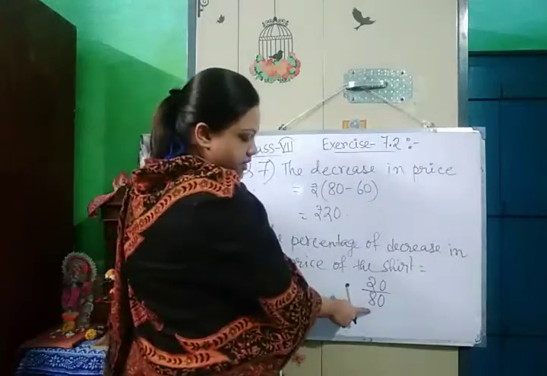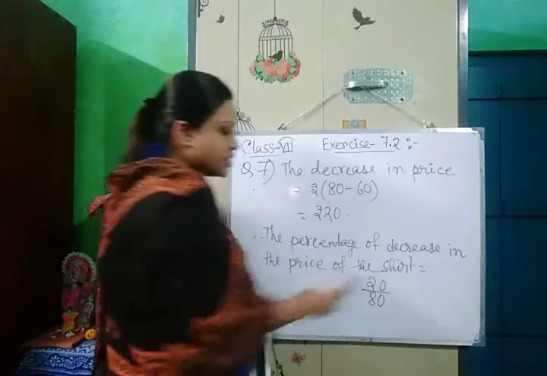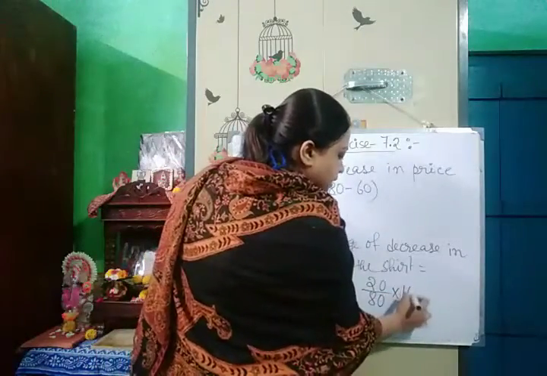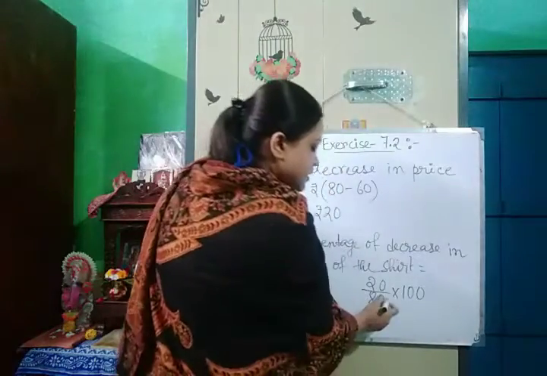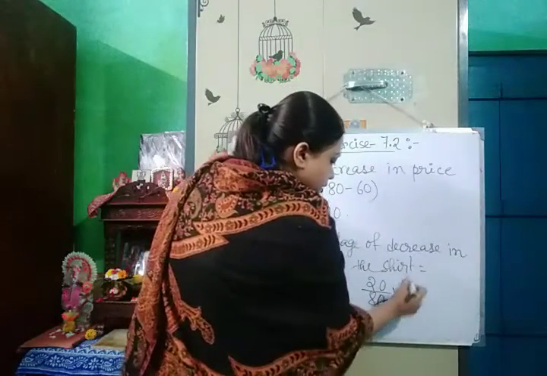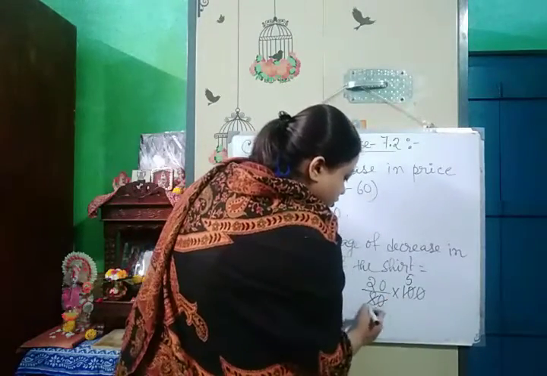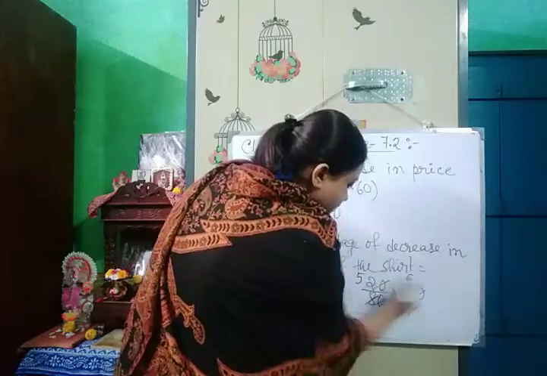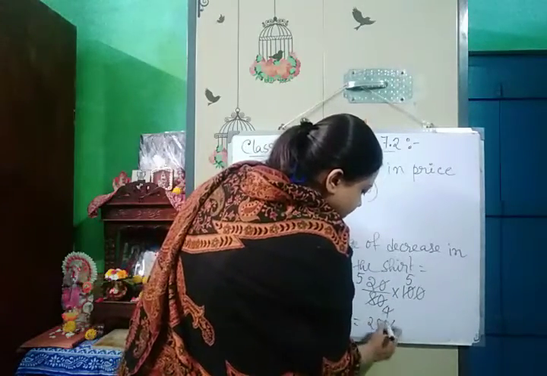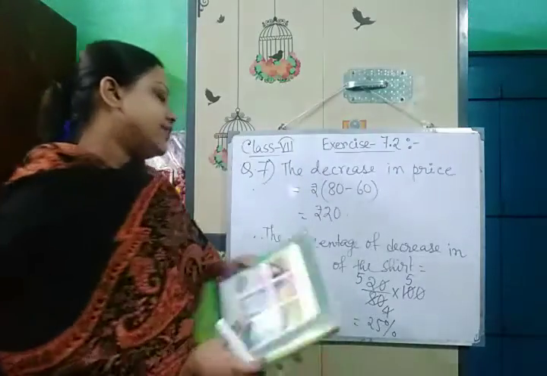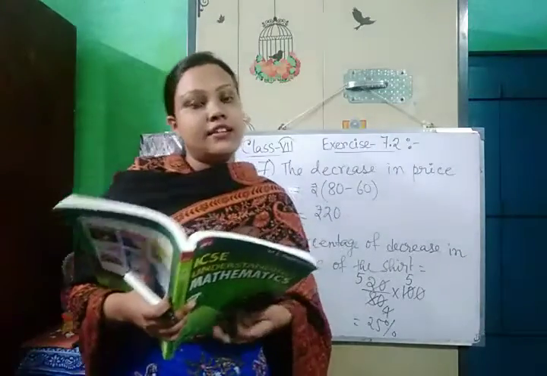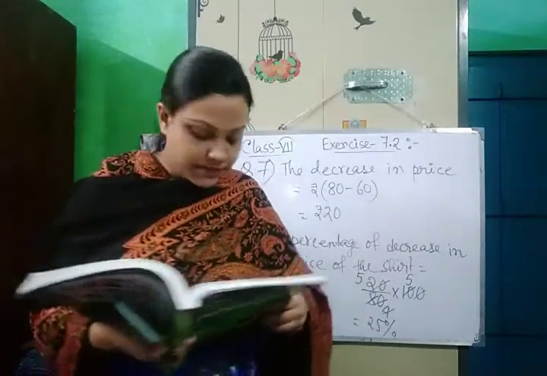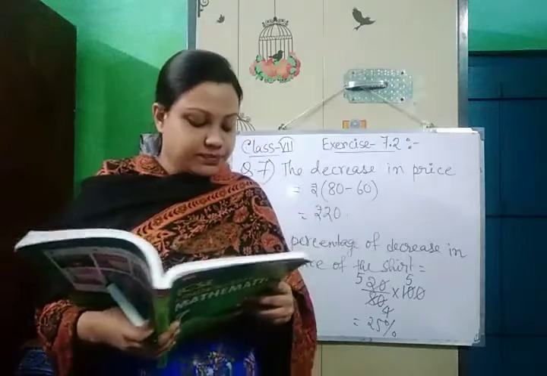Now we are going to find out the percentage. In 80 rupees, rupees 20 has decreased. For percentage, we multiply by 100. Now cancellation: 0, 0 cancelled. 2 5s are 10, 2 4s are 8, 4 5s are 20. So 5 5s are 25. 25% is the decrease in the price of the shirt. Okay, I hope this is clear.